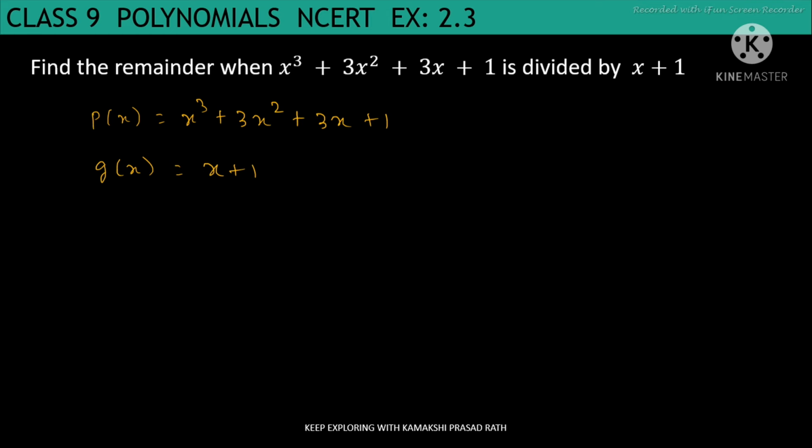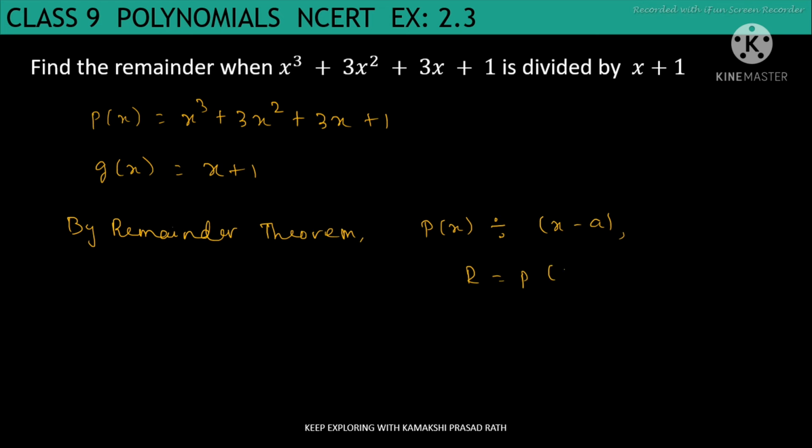So here we say that whenever we know by the remainder theorem, whenever p of x is divided by x minus a, the remainder we get is p of a. So here in place of x minus a, we have x plus a. So first you have to find what is this a. Now to find a, we will put g of x is equals to 0. That's the first step to do. Let's put g of x equals to 0.